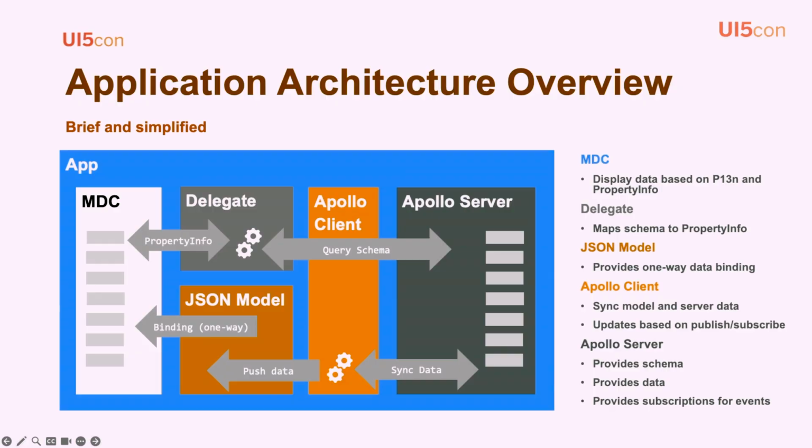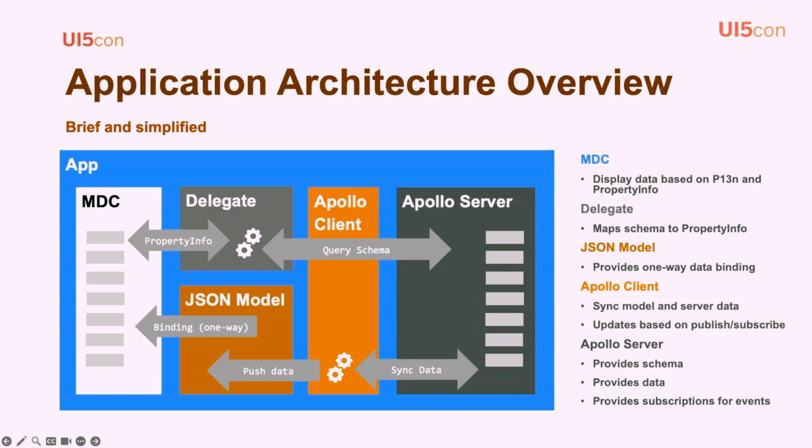I want to introduce a bit how that works. How is the integration between the MDC library and this GraphQL server, the Apollo server, the Apollo client, and also a JSON model done, because that's pretty interesting. It's a pretty different approach to what you know from normal UI5 data model applications. But let's quickly reiterate the responsibilities of the certain artifacts you can see here.